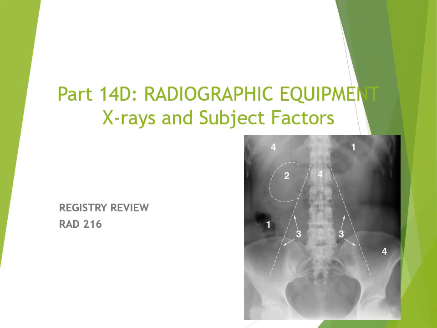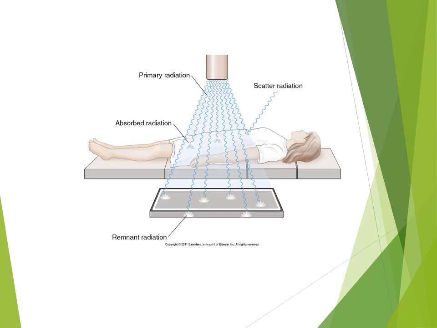This is the final video lesson for radiographic equipment on X-rays and subject factors. To begin with, we're going to look at the idea that we have the primary beam, which is also called the useful beam. And that useful beam are X-rays that are coming from the tube window.